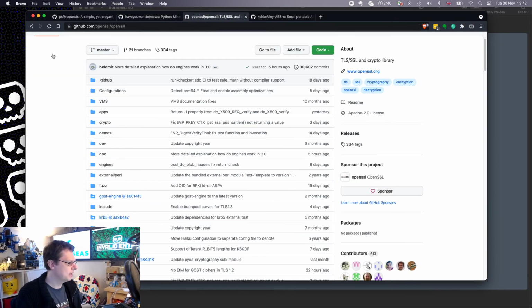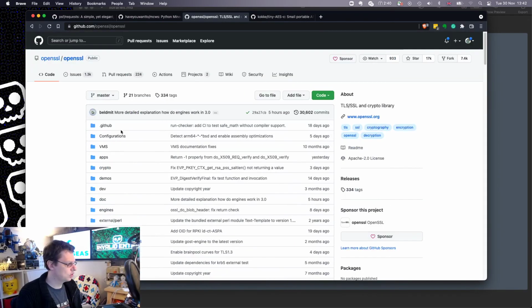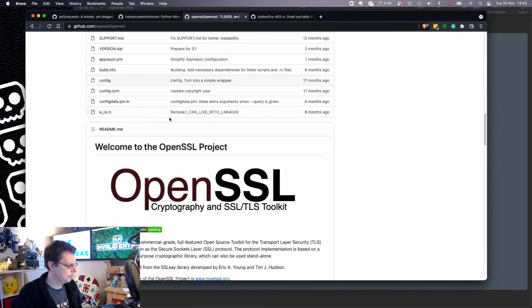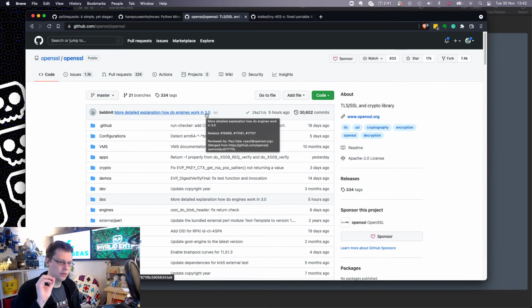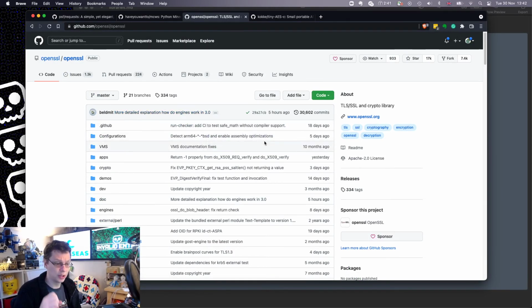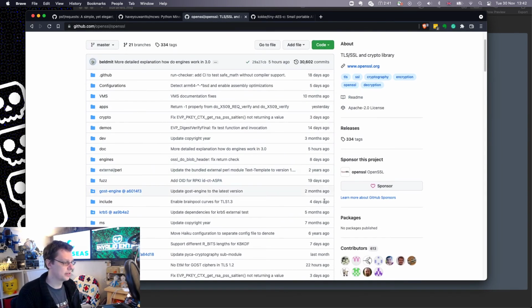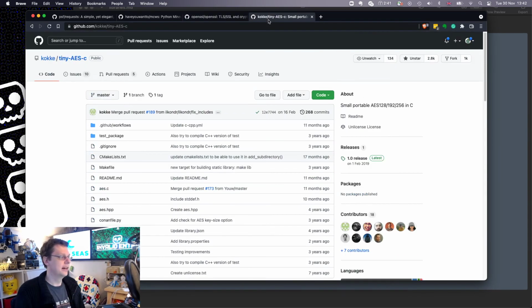Talk about OpenSSL. OpenSSL is a very big library. You see straight away the number of folders it has, the number of files in here. It's very well documented. It's a very important library to the infrastructure, the whole world, to be honest with you, because OpenSSL is used by Linux. I think it's used by Windows as well. A lot of programs use OpenSSL to communicate with other services. It is the underlying part of the system, as opposed to Tiny AES.